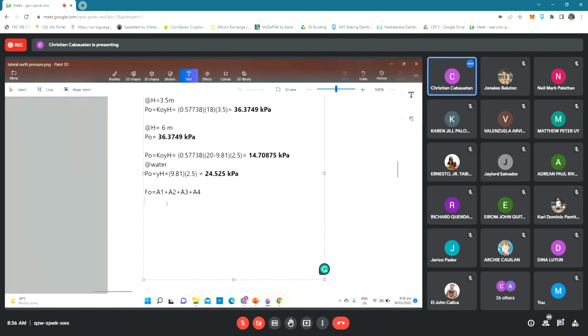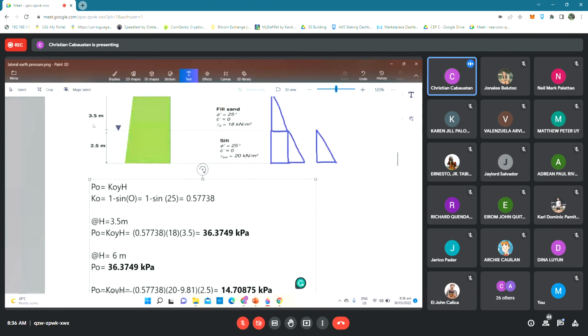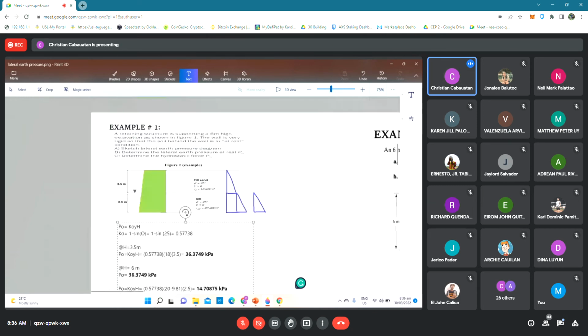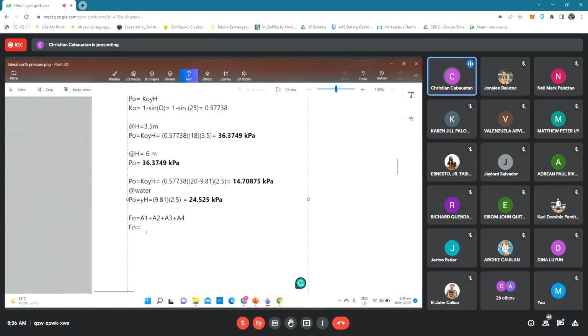So for FO in area 1, it is just 1/2 base times height. The height is equal to 3.5 and your base would be the value of your PO1, which is 36.8749. So it is just 1/2 times 36.8749, times your height which is 3.5.